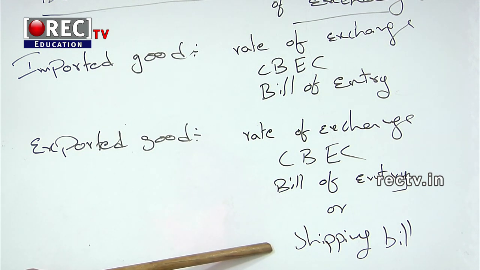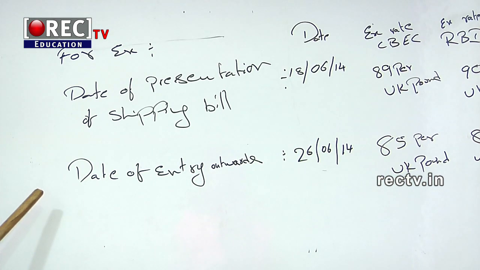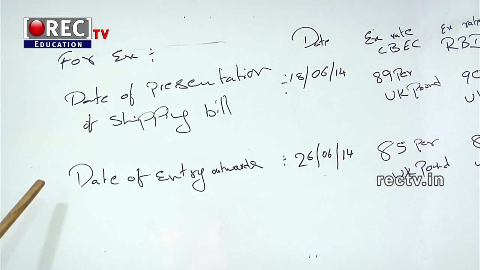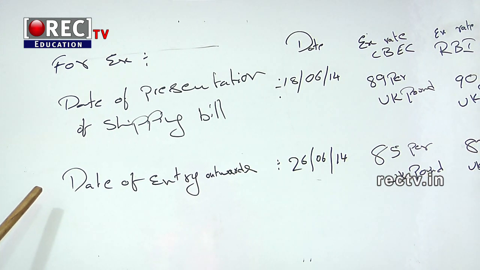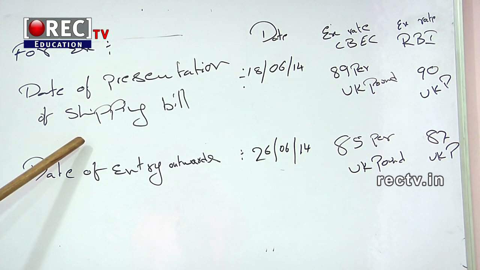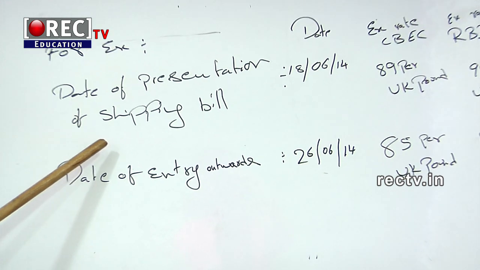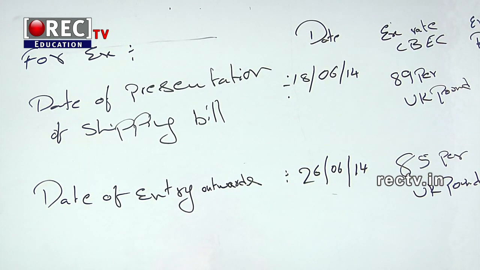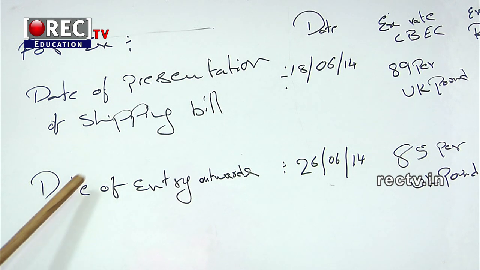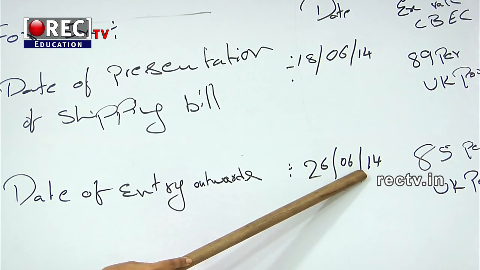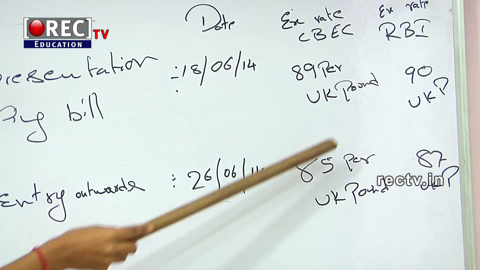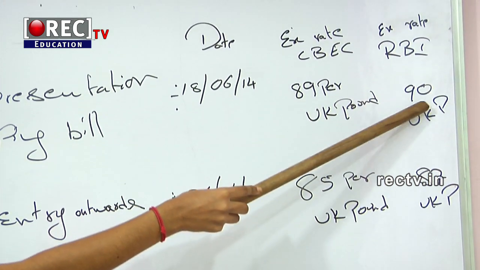We have already seen in the above section that in case of exports, the rate of exchange is as notified by the CBEC as on the date of presentation of shipping bill in case of export by vessel or aircraft. Now, if we look into this example, here the date of presentation of shipping bill is 18th June 2014 and the date of entry outwards is 26th June 2014. The exchange rate notified by CBEC is 89 and 85, and the exchange rate notified by RBI is 90 and 87.